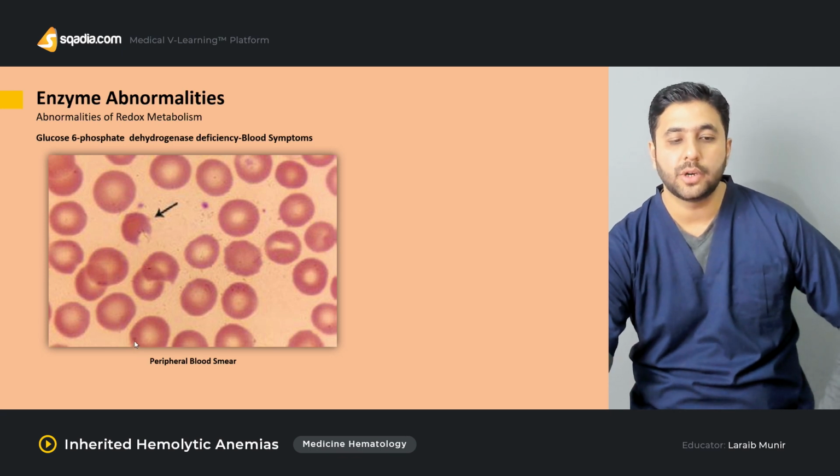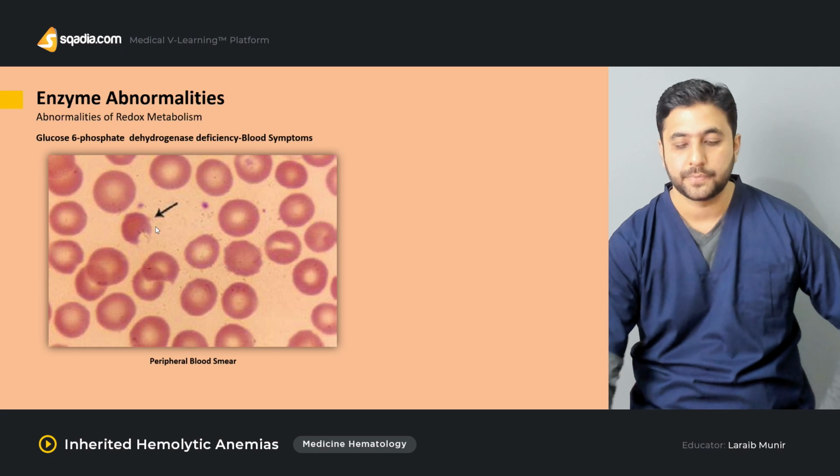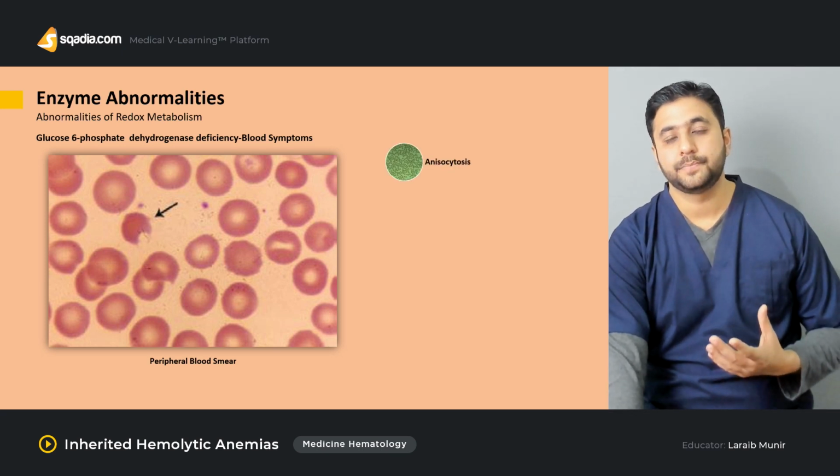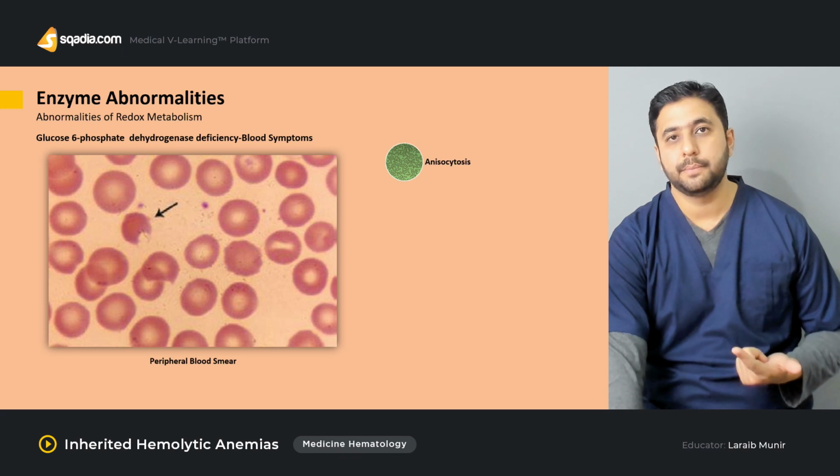You can see a few Heinz bodies here, here, and here. So when the spleen takes a bite of the RBC, it leads to these types of cells called bite cells. These are the two important features to remember on the peripheral blood film: Heinz bodies and the bite cells.